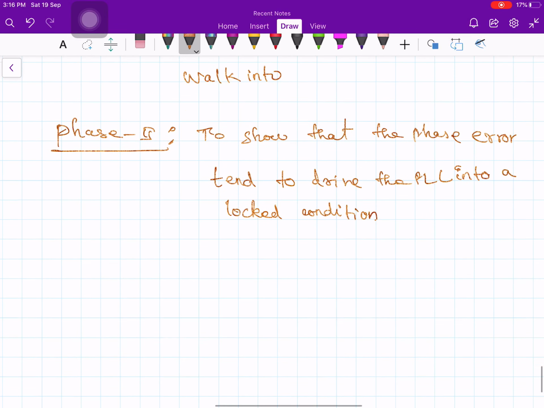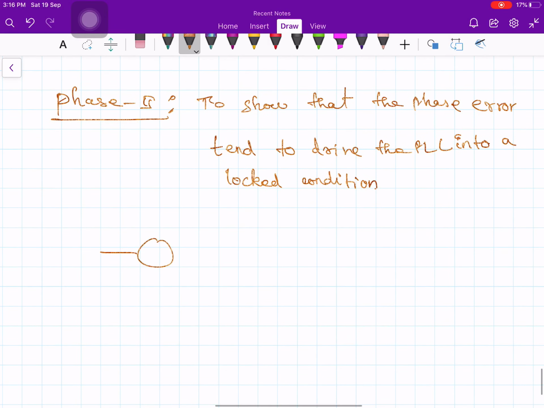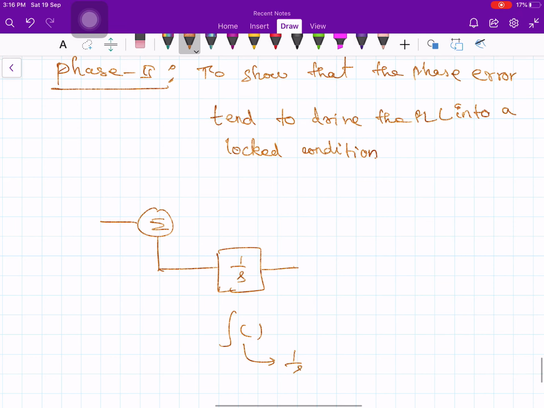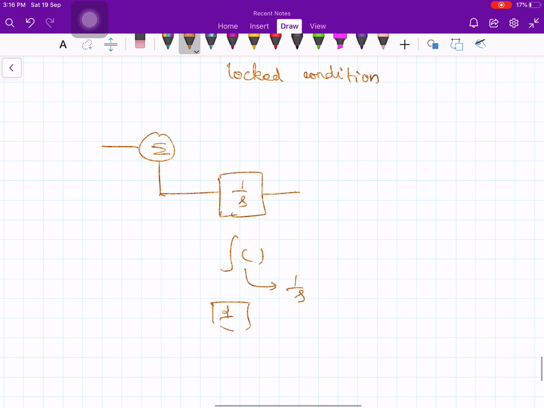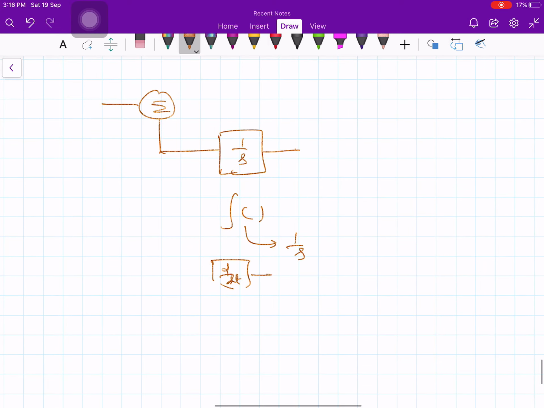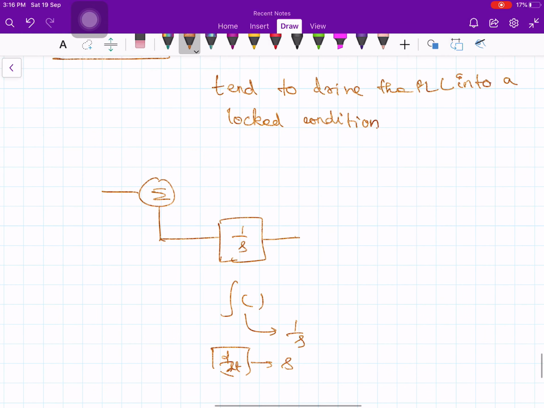Okay, so what is my diagram? 1 by S. Okay, recall from your Laplace transform, basically this is my integrator. Integrator, if you take Laplace transform, it will be 1 by S. Differentiator, if you take a Laplace transform, then it becomes S times something. Okay, so in the integrator it becomes 1 by S. That is why this block contains 1 by S.